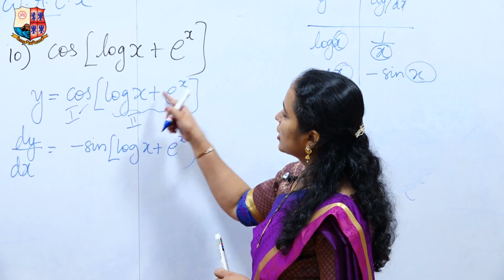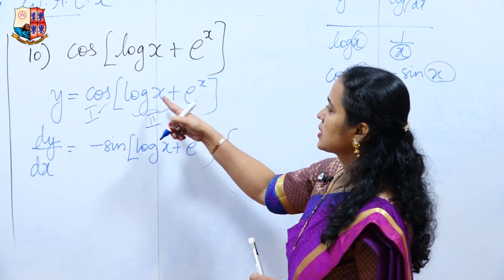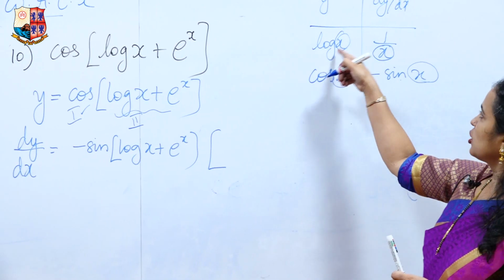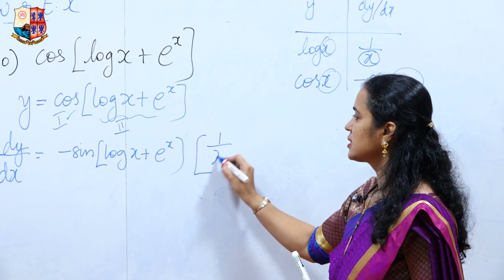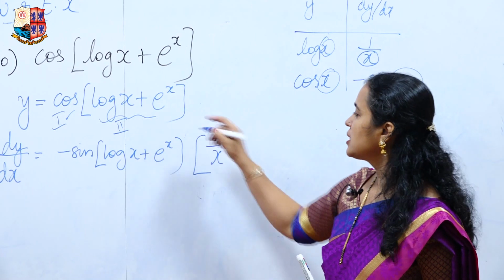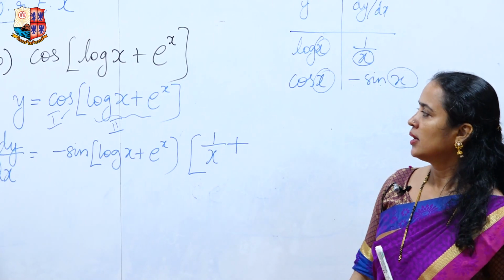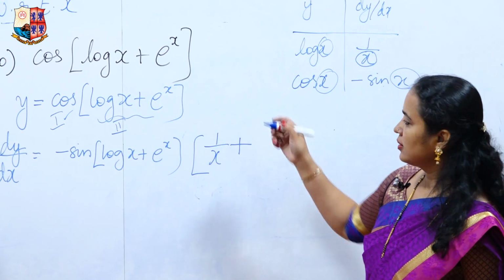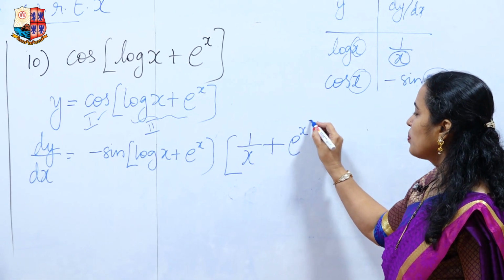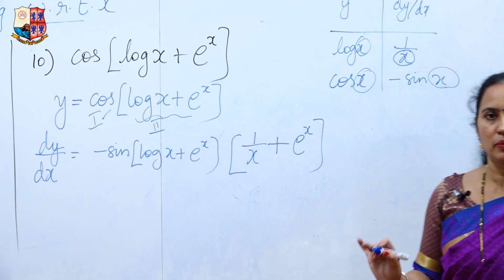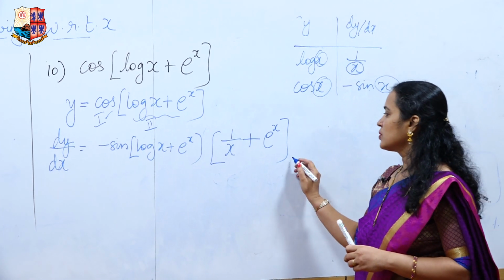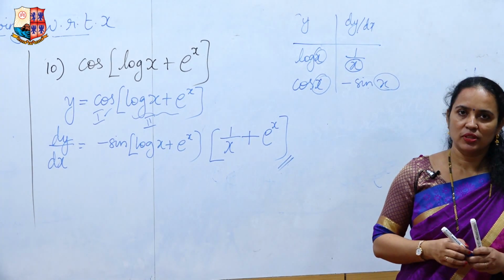Next, log x plus e to the power x. Log x, when you differentiate, you get 1 by x. So write it as it is, 1 by x. You have plus here, put plus here. E to the power x, again the easiest one. E to the power x on differentiation will be e to the power x. So this is your answer for the 10th one.